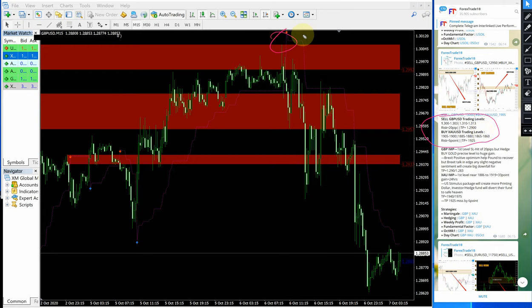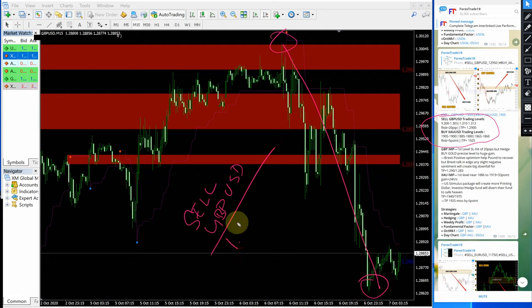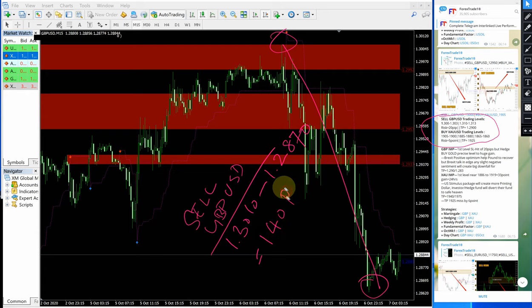You can see here, from here down until here, this is for sell GBPUSD. Few pips may differ from broker to broker. Entry taken at 1.3010 and performed till 1.2860, let's say 1.2870, which gives a total of 140 pips gain.